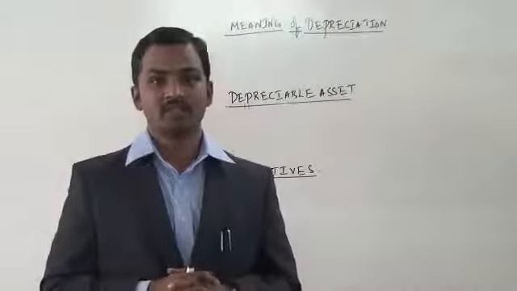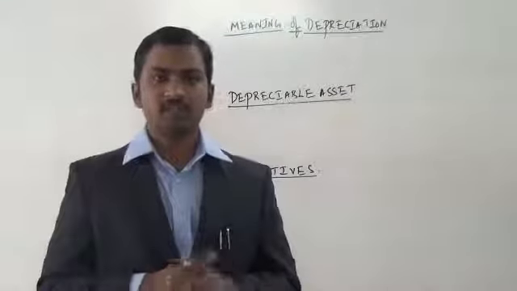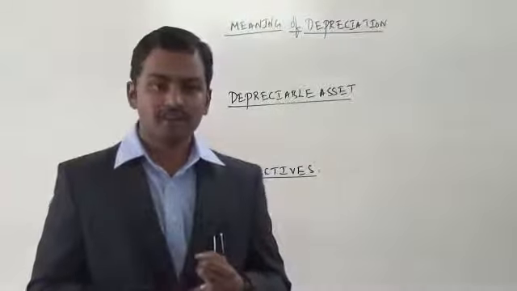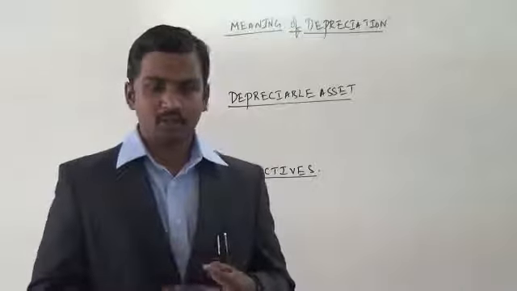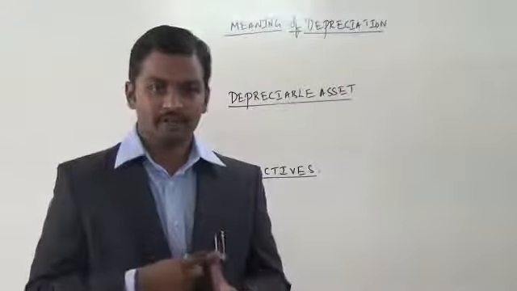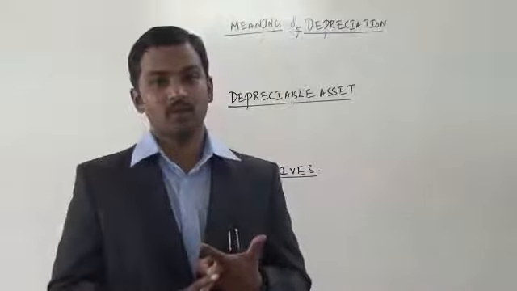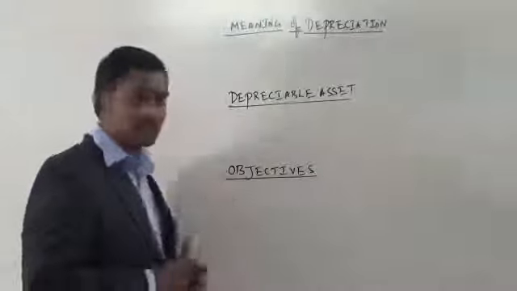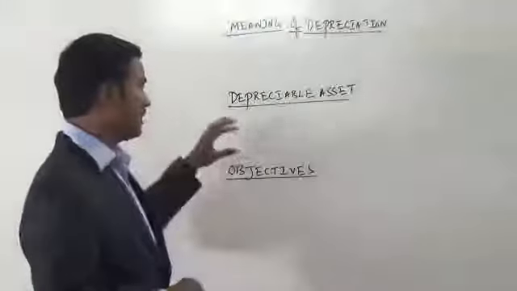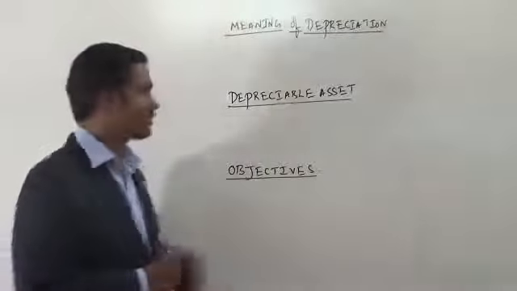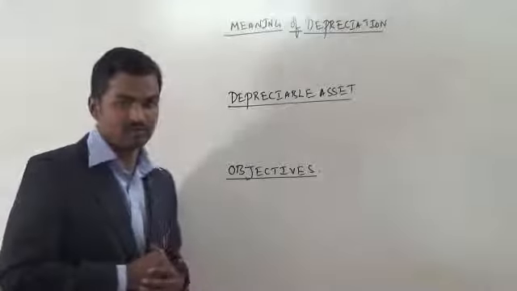So I'll repeat the definition once again for you. Depreciation is the measurement of loss in value of a depreciable asset due to use, effluxion of time, or due to obsolescence. Okay. Now, what do you mean by a depreciable asset? We said the loss in value of a depreciable asset is called as depreciation. First of all, what do you mean by a depreciable asset?